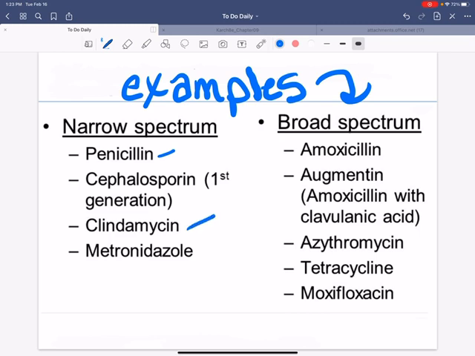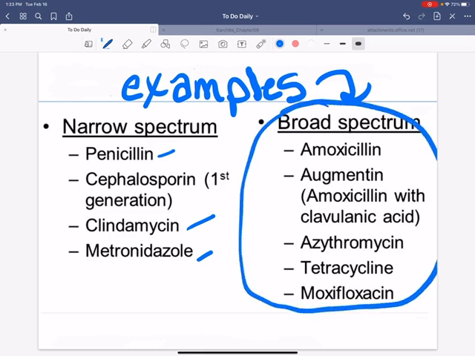Clindamycin is more narrow, with fewer bacteria that it can kill off or prevent from growing, as well as metronidazole. And then when we get to broad spectrum, these will affect a wide variety of bacteria, gram-positive and gram-negative bacteria. So as you know, these are prescribed widely, and there is nothing wrong with that. It just needs to be prescribed carefully.